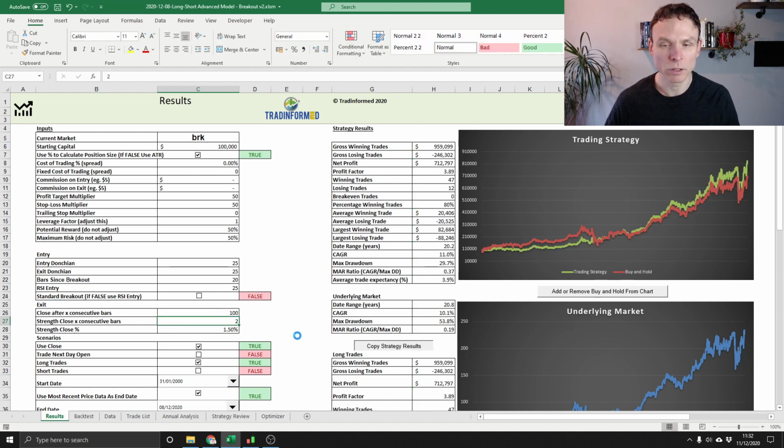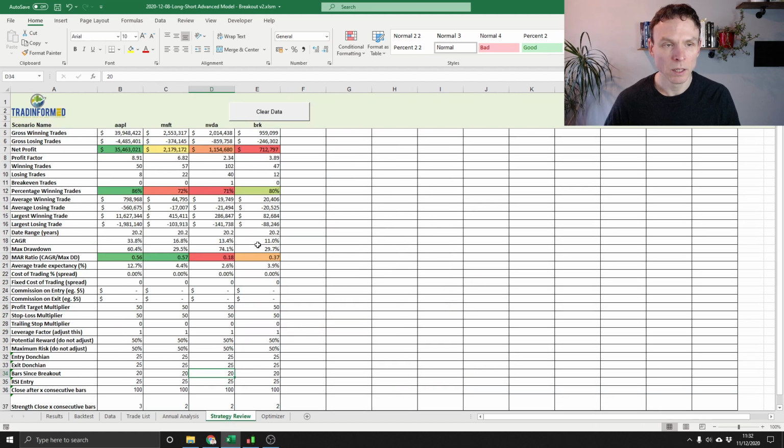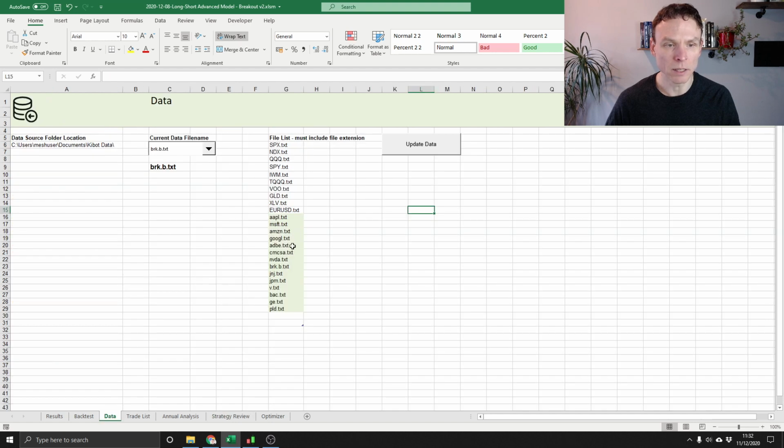I'm going to hit copy strategy results. You can see in a very short space of time we're starting to pick up a feel for what this strategy is doing. I'm purposefully trying to get a range of stocks, and look here at the net profit. Right, let's look at something different again. What about JP Morgan?